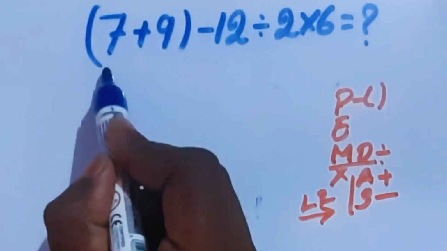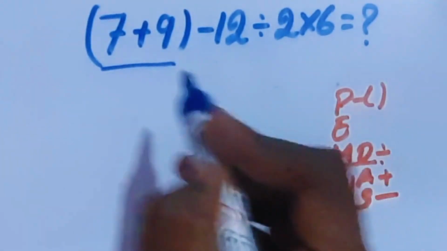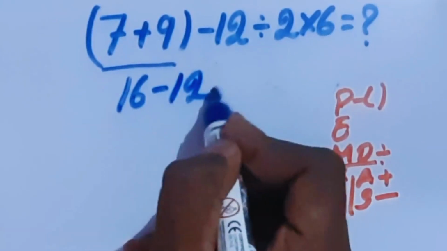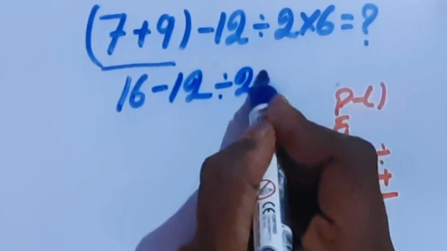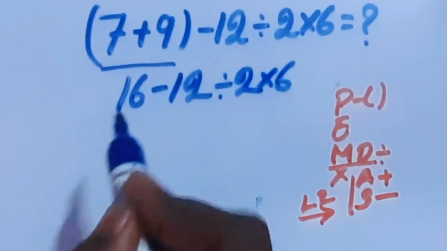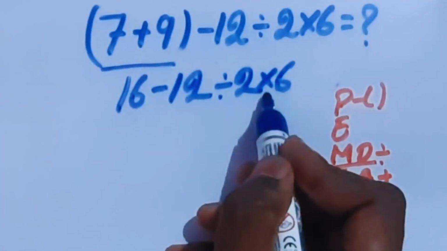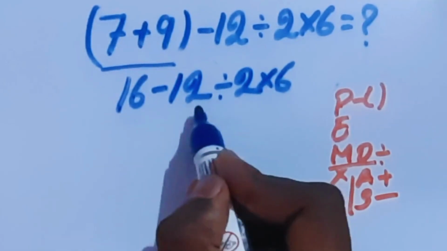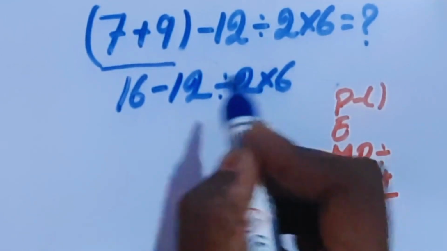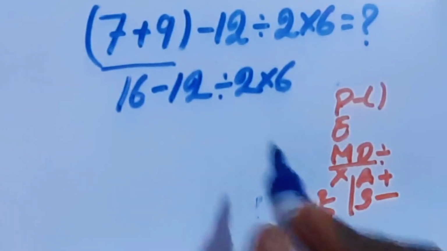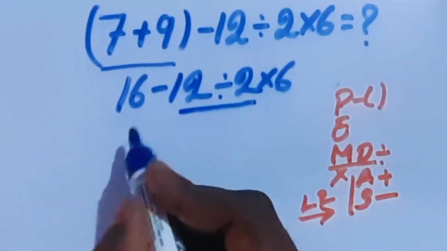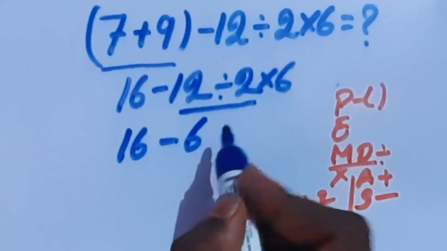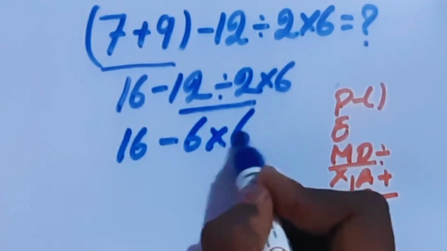Now this bracket is higher priority than all others, so we have to complete this first. So 16 minus 12 divided by 2 times 6. Here subtraction, division and multiplication. Here multiplication and division are higher priority than the subtraction, so we have to do this first. In this we have to follow the left to right rule. So left to right is this 16 minus 6 times this 6.